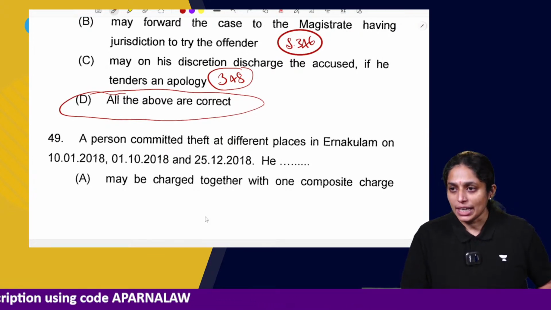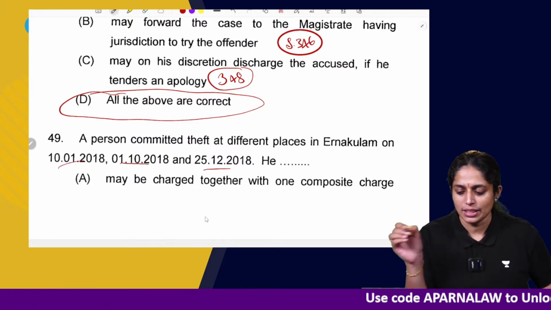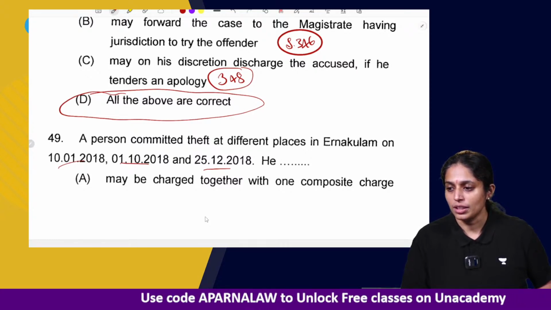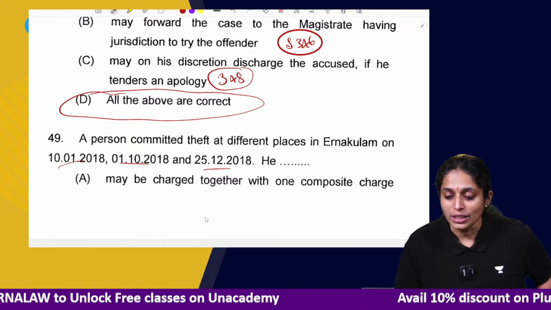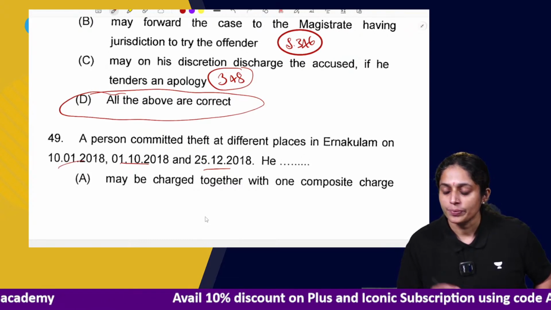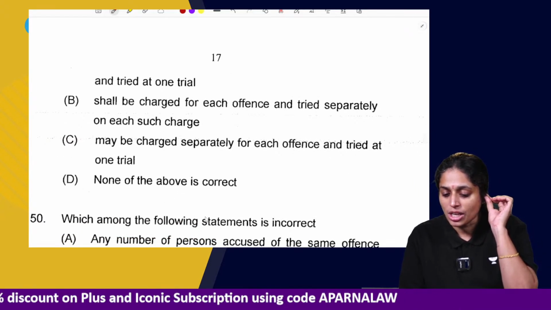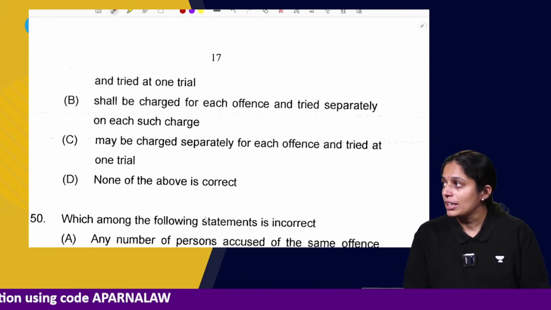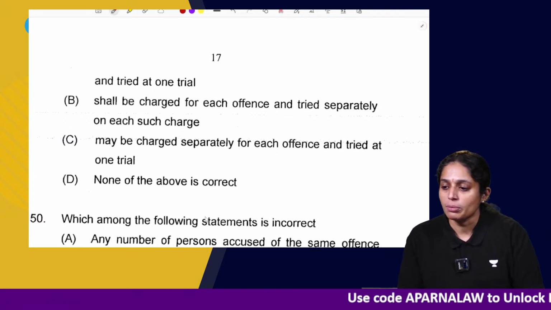Okay, so a person committed theft at different places in Ernakulam on this date and this date in the same year, in 1 calendar year. A. He may be charged together with one composite charge and tried at one trial. B. He shall be charged for each offence and tried separately on each such charge. C. He may be charged separately for each offence and tried at one trial. D. None of the above is correct.